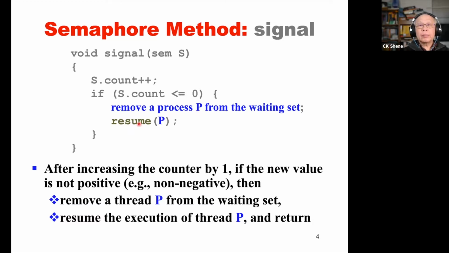So for wait, the caller either is blocked or continues. For the signal method, the caller may release a thread from the waiting set. In this case, the released thread and the caller, which is also a thread, both continue. If the condition here is not satisfied, there will be no thread released from the waiting list, and only the caller continues, returns from the signal method.